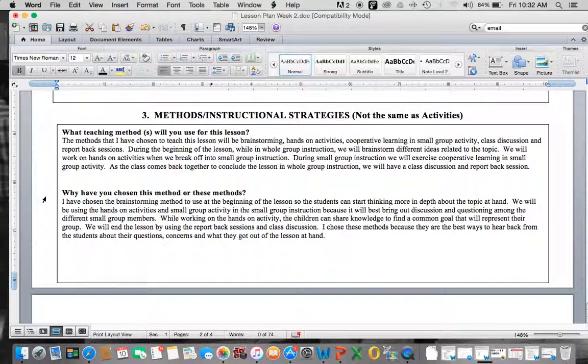While working on the hands-on activity, the children can share knowledge to find a common goal that will represent their group. We will end the lesson by using report back sessions and class discussion. I chose these methods because they are the best ways to hear back from the students about their questions, concerns, and what they've gotten out of the lesson at hand.